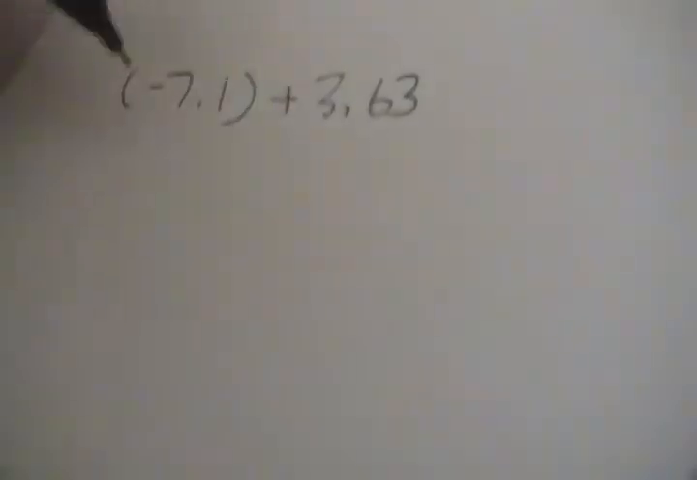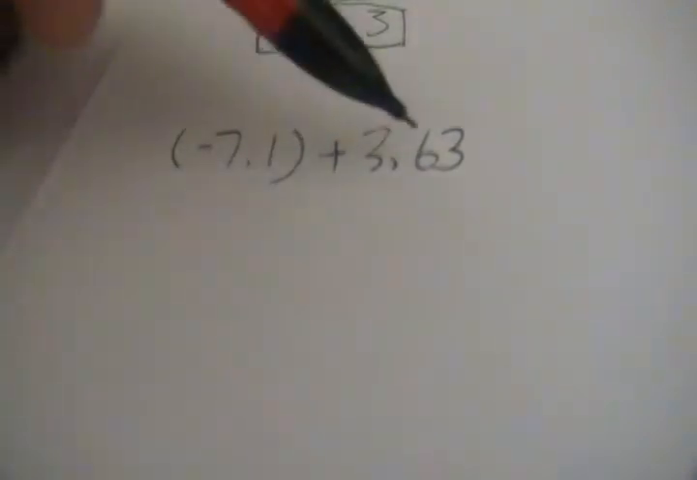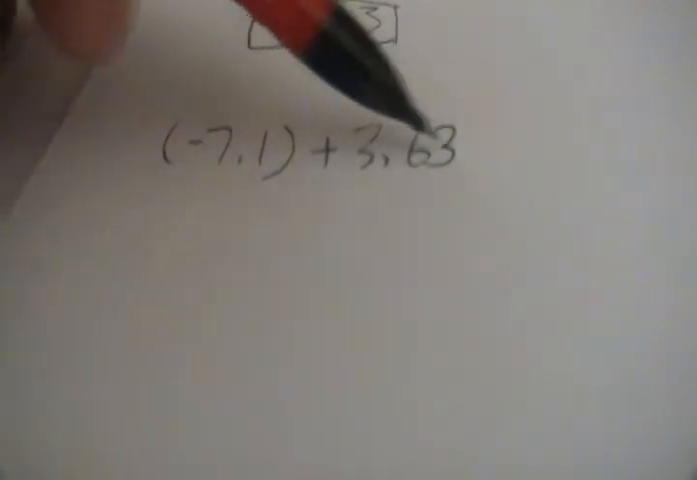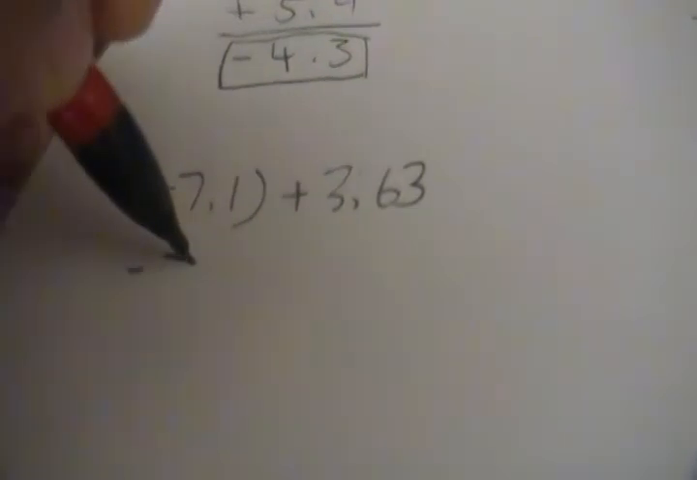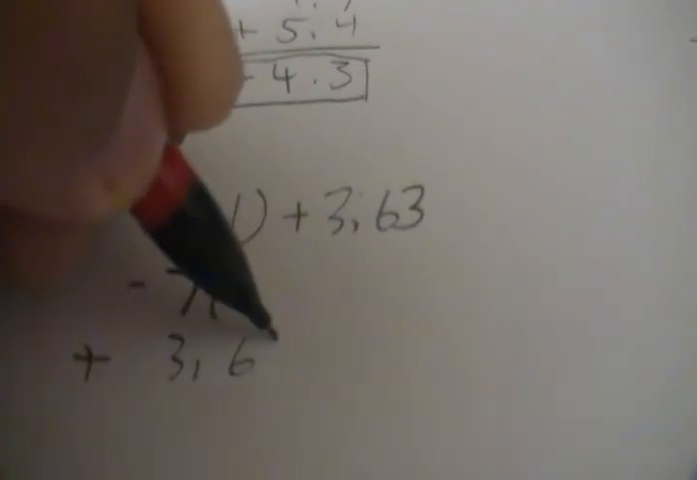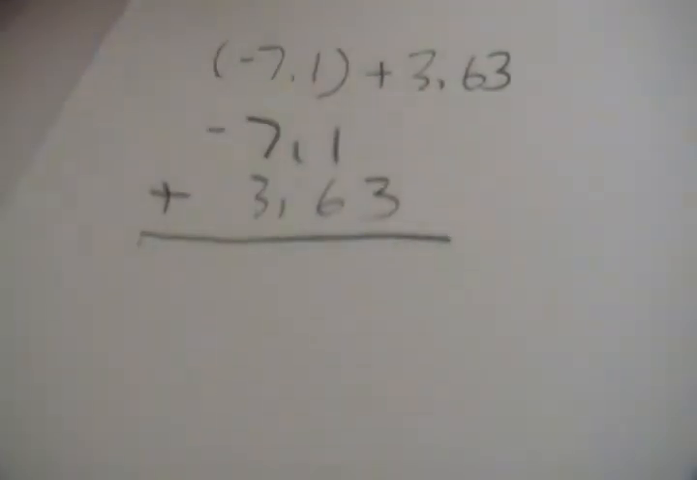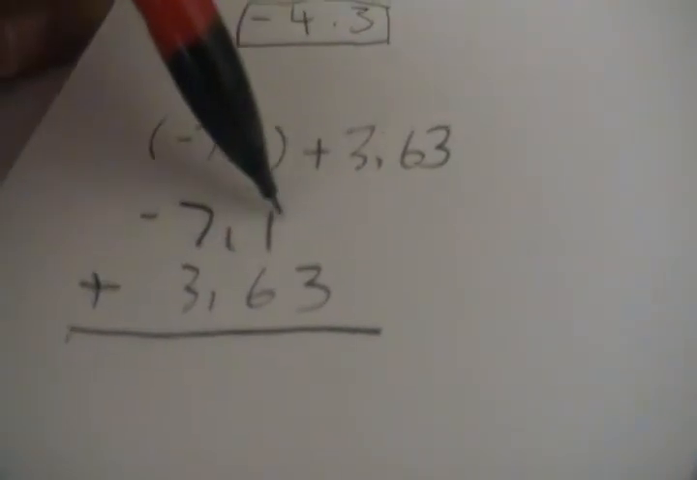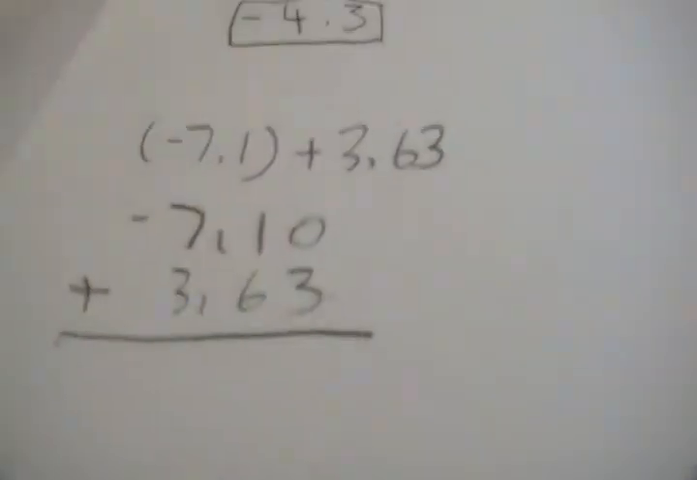Okay, so we have a negative sign and a positive sign. Whenever we have these, you're supposed to subtract both numbers. But again, because 7.1 is bigger than 3.63, our final answer will be a negative number. So we have negative 7.1 plus 3.63. Now again, like the other problem, since this has two more decimal places, we just add 0s to make everything aligned, okay? So now we can subtract going from right to left.